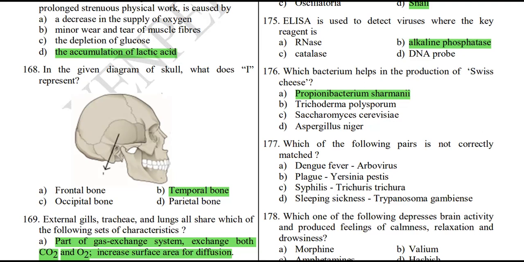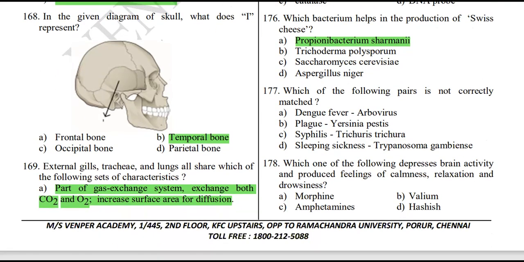Okay, dengue fever. Yes, dengue is actually caused by arboviruses. And then plague is caused by Yersinia pestis. Okay, sleeping sickness is also caused by Trypanosoma gambiense. Yes, that is also correct. Syphilis is not caused by Trichuris trichiura. Okay, it is actually caused by Treponema pallidum.